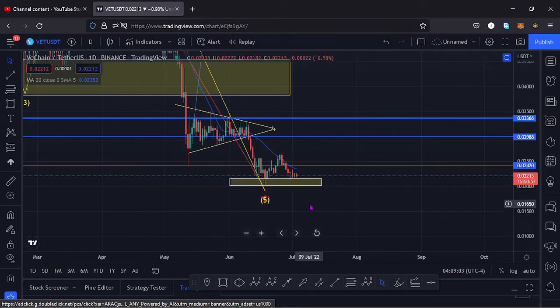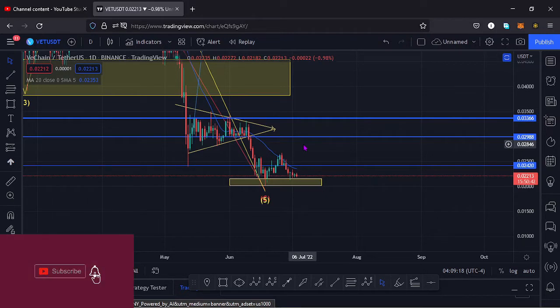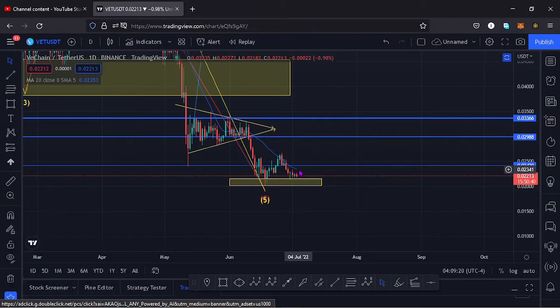And I believe Vechain has done whatever it needed to do in its ABC correction, and soon we might see a pump to the upper side in an Elliott wave, which might take us to an all-time high. And before that happens, there are key areas of supports that we need to hold and resistances that we need to break above. And at the moment we are facing the 20-day MA, which is acting as a resistance at the moment. We also have the key area at around the $0.024 mark, which is acting as resistance.